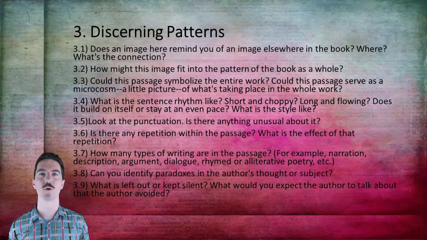So question 7 won't apply to all passages, but it's an interesting one to throw in as an idea. So what types of writing are included in this passage? Think about dialogue, narrative, description, poetry, essay, argument. What forms are represented in this passage? Question 8 is very analytical. Can you recognize any paradoxes or problems in the way the author is presenting their characters or their story at this point? Anything that doesn't make sense or that could be seen as an error or a mistake.